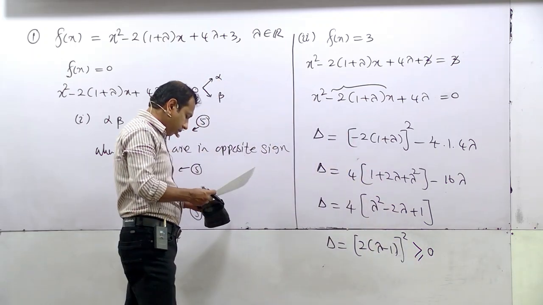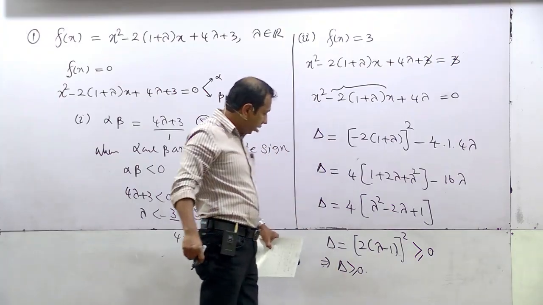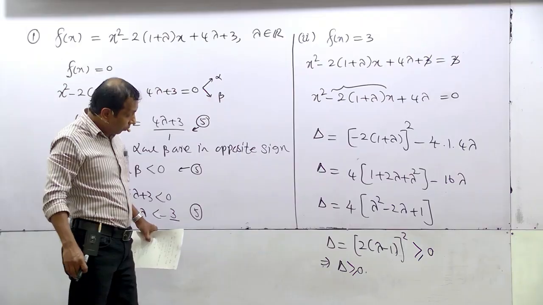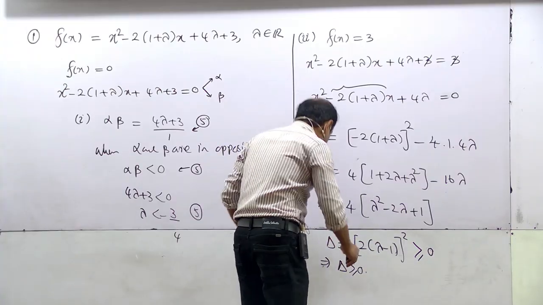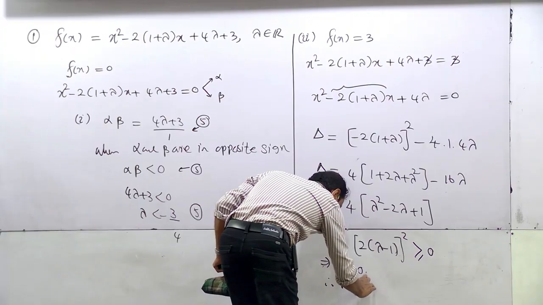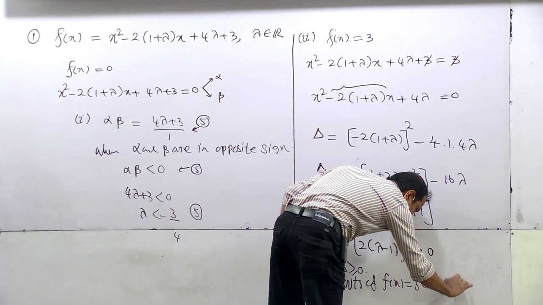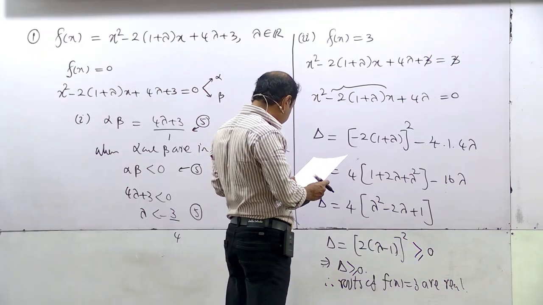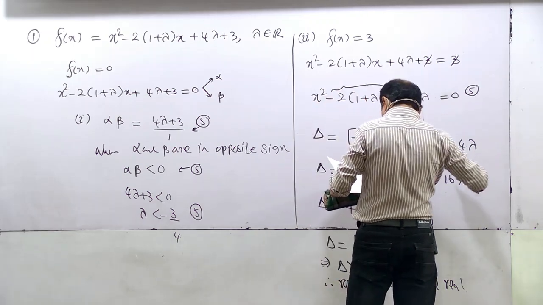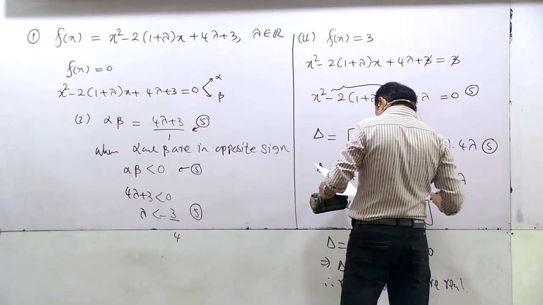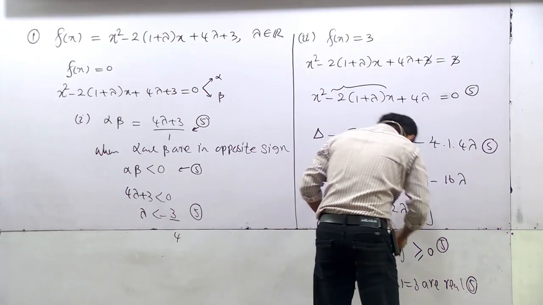Delta is greater than or equal to 0. When the delta is greater than or equal to 0, you know the roots of the equation are real. Then you can write, therefore the roots of f(x) = 3 are real. Here for this 5 marks: writing in lambda, 5 marks; simplifying and coming to this place, 5 marks; final statement, 5 marks.